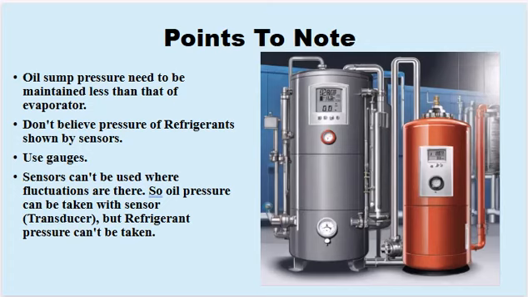Maintain oil sump pressure lower than the evaporator. Rely on gauges over sensors for refrigerant pressure, as sensors are less reliable with fluctuations. Transducers are appropriate for oil pressure but avoid using them for refrigerant pressure to maintain system accuracy.